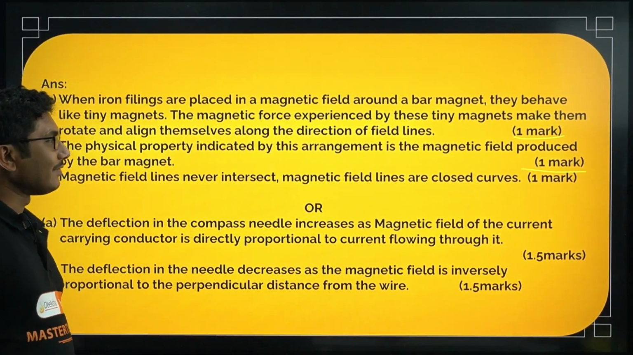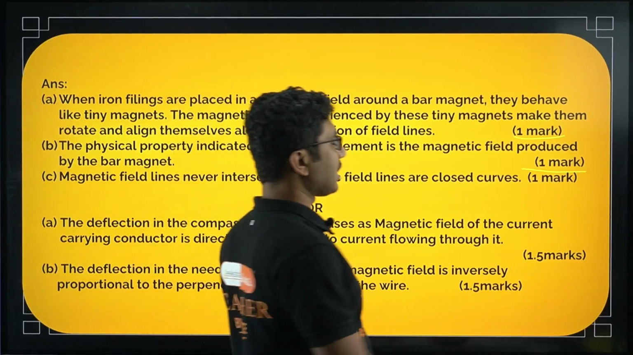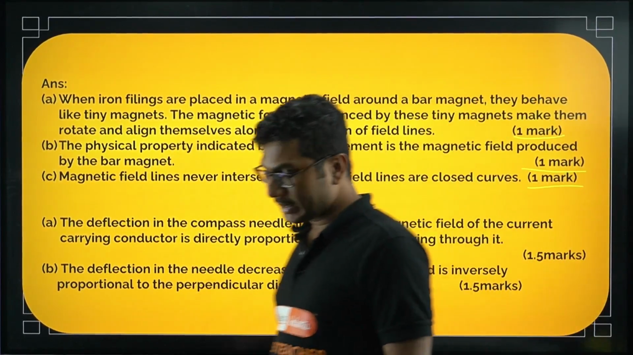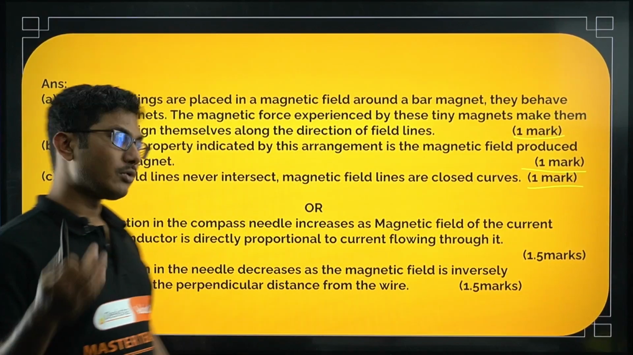Magnetic field lines never intersect. Magnetic field lines are closed curves. So two properties of the magnetic field lines, that is also done, right? They never intersect, they always form closed loops.